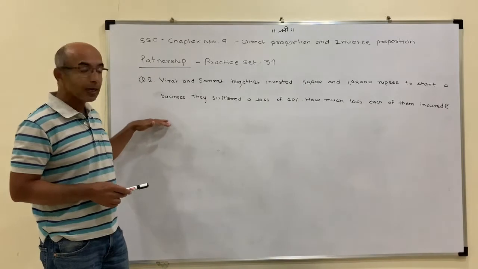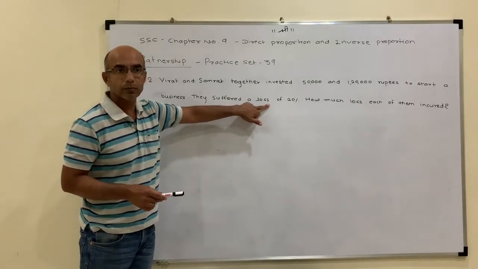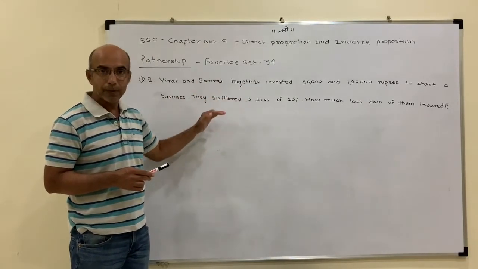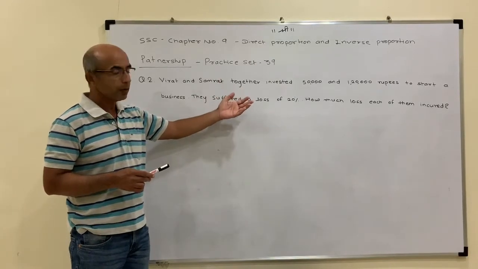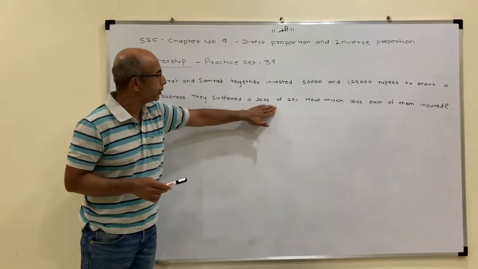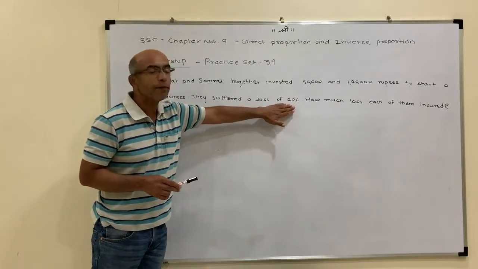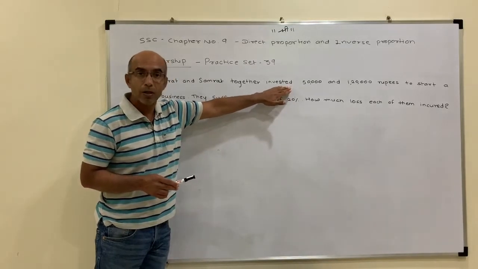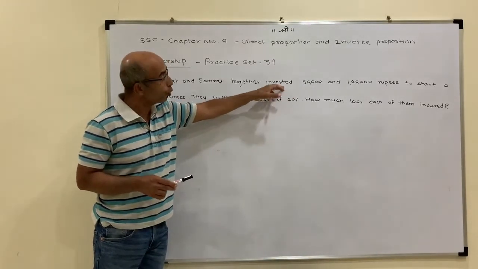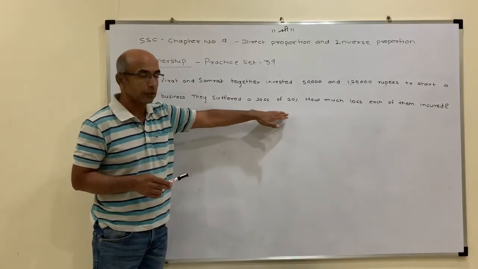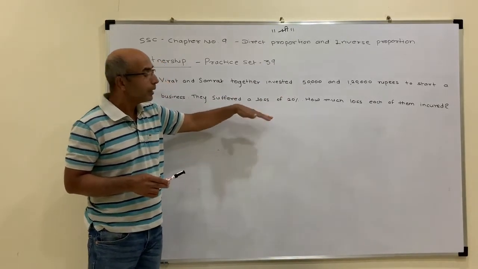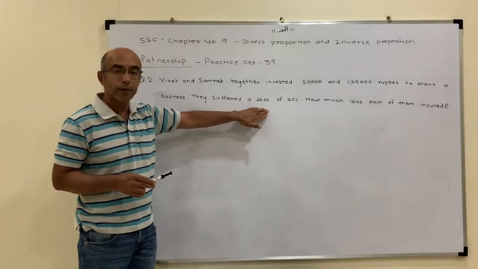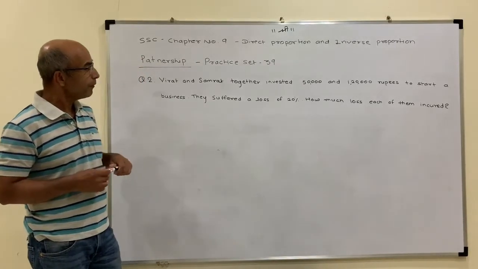Now, don't get carried away by the words profit and loss. If it's a profit, the ratio will be the same. If it's a loss, the ratio will be the same. So we should not bother about whether it's a profit or a loss. Secondly, the loss is 20% on what? The 20% is on capital, the total capital. In the similar proportion in which they would have shared the profit, they will be sharing the losses.